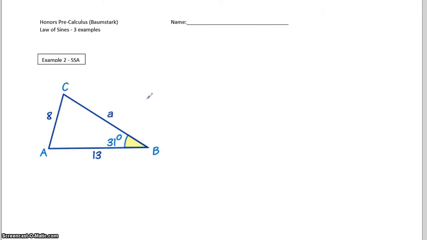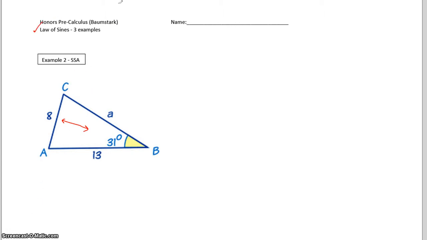Next we have example 2, which is an SSA situation. Here we have a side and an angle that's not included in the two sides. And again, our first check is, can we use the law of sines? Well, it looks like we have a side and an opposite angle here. So yes, we can use the law of sines.